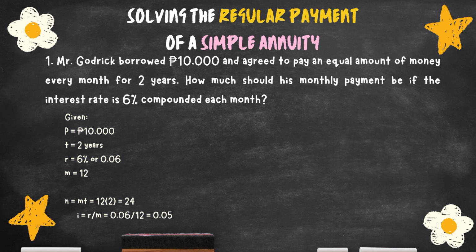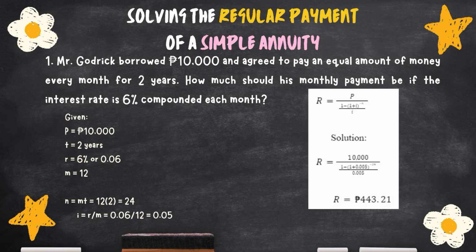But first, let's determine the given. So we have P, which is 10,000 pesos, the rate is 6% or 0.06, m is 12 and t is 2. And we'll also get n, which is 24, and i, which is 0.005. Now we can substitute it to the formula, and we'll have 10,000 over [1 − (1 + 0.005)^(−24)] over 0.005.